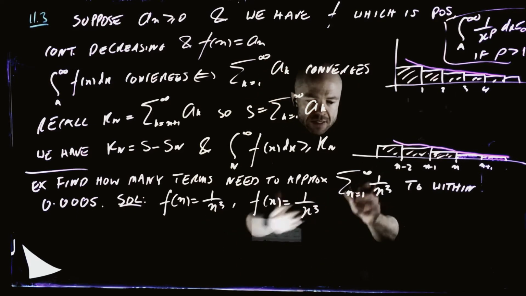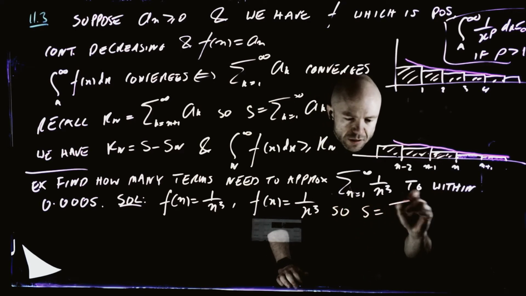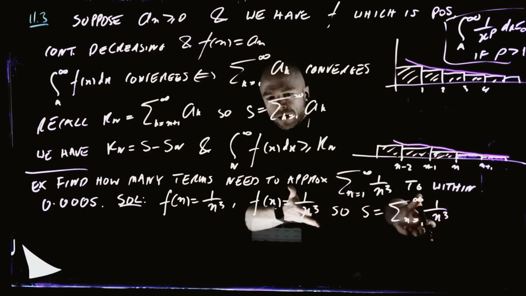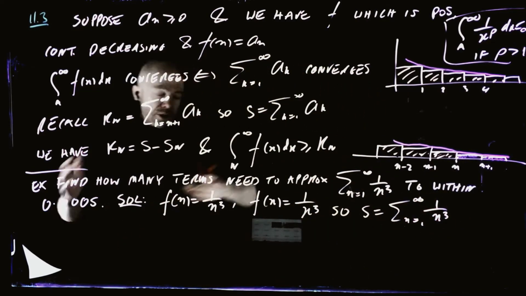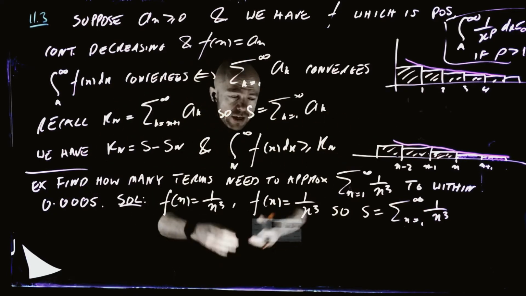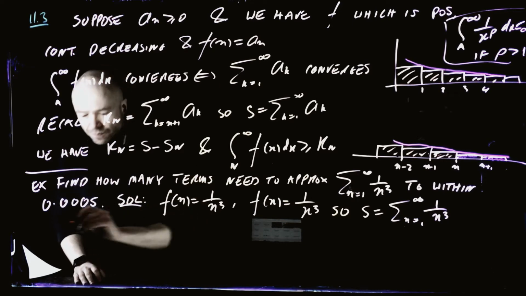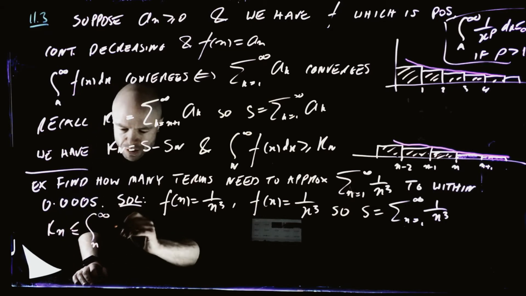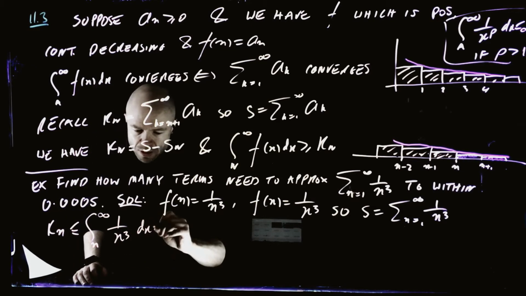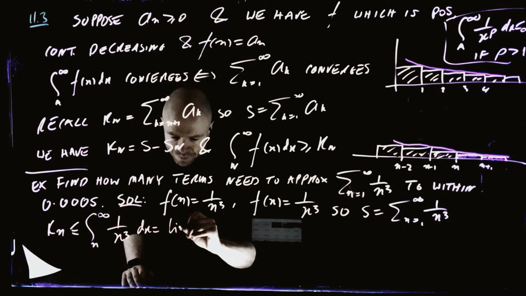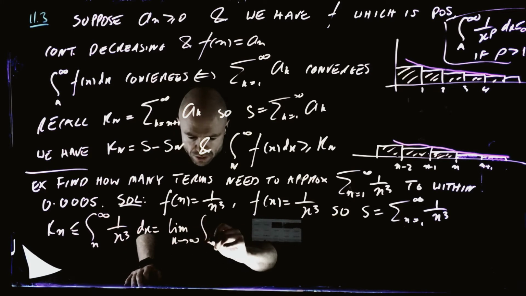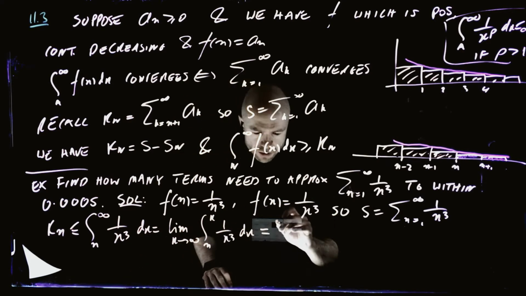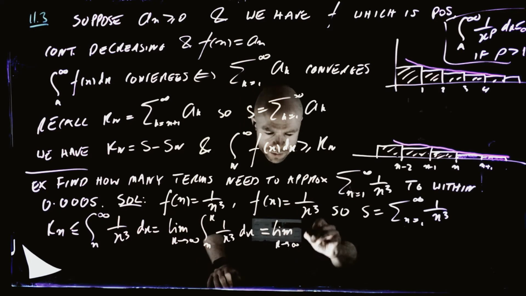So S, which is the thing we're trying to approximate, is some number. It is some quantity, right? Now we're going to approximate it by this inequality, by this simple method, right? So we know that Rn, the remainder, is less than the integral from n to infinity of this function. And that is something we can just calculate, right? So that is the limit as r goes to infinity, right? And that's the limit as r tends to infinity.